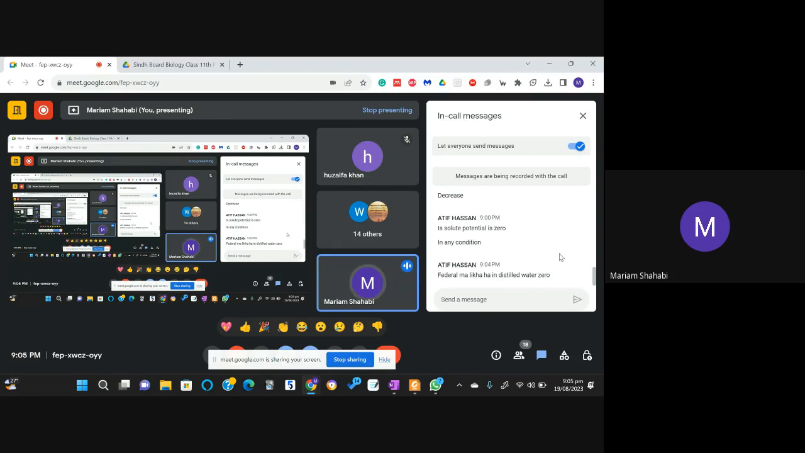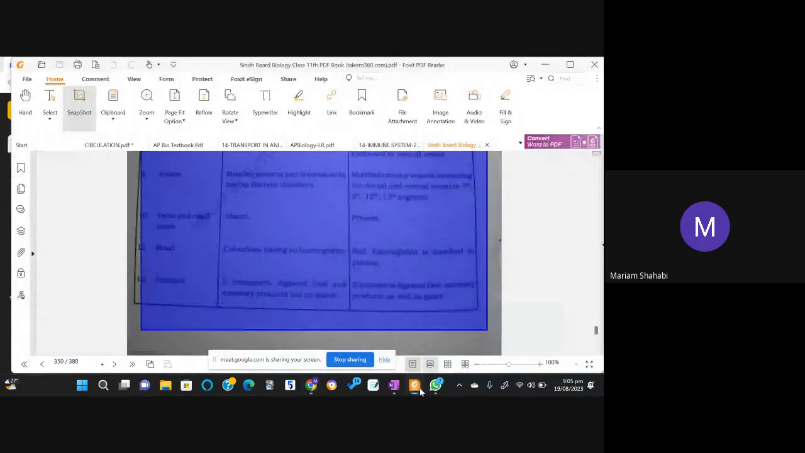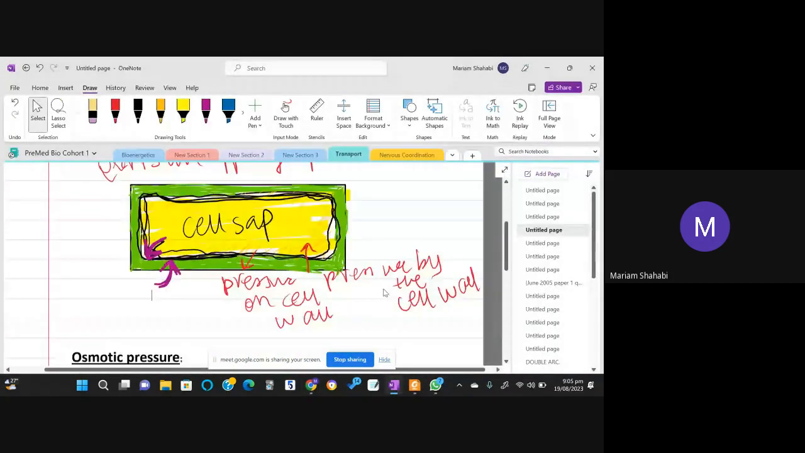So in distilled water, water potential is also zero, and because there is no solute, solute potential would also be zero. I hope that is clear. हाँ, ठीक है. So pressure potential हो गया.